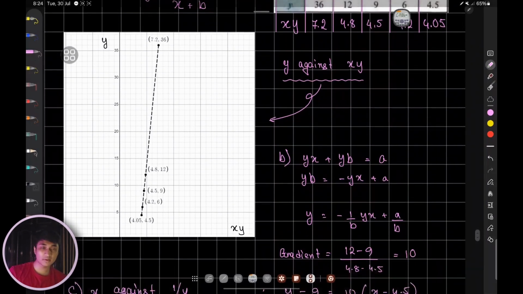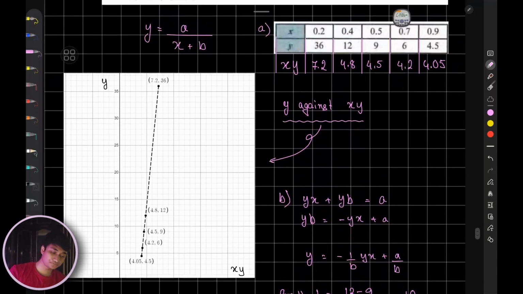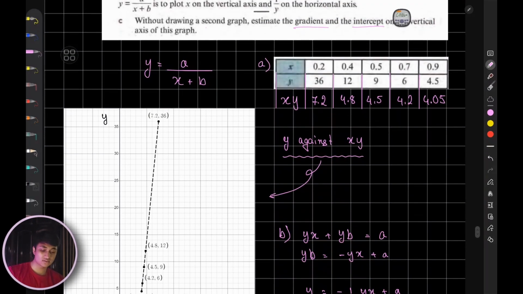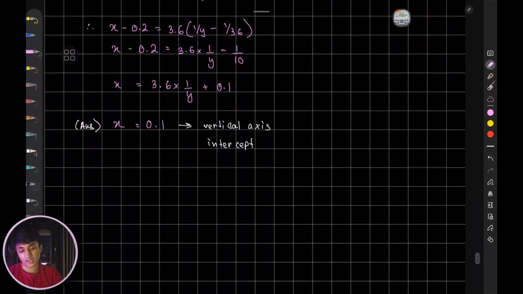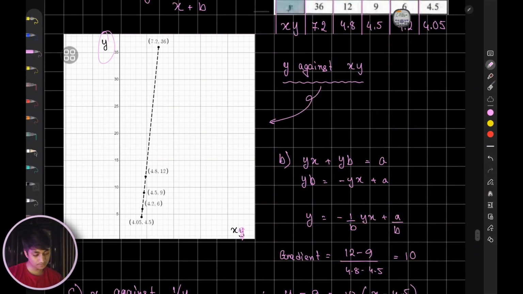Over here, by the way, you don't need to bring in logarithms because as you can see, if you multiply x plus b to the other side, you're going to get the expression in terms of y and xy. So they're not asking you to find the gradient of a graph that is y against x. Rather, they're asking you to find the gradient of the line that is y against xy.